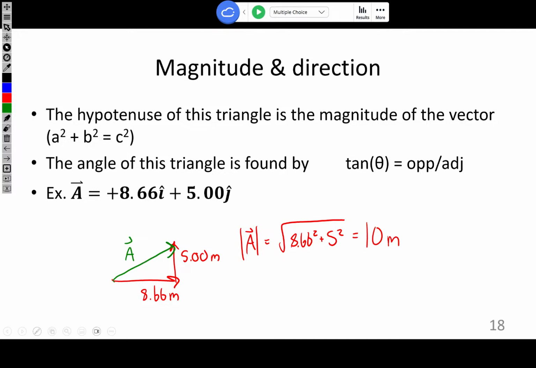All right, great. That's one thing that we would want to know about a vector. How big is that vector? Based on the x and y components. The second thing we're going to want to know is the direction. Remember, direction matters. Am I going left? Am I going right? If I'm going up, how much up am I going?